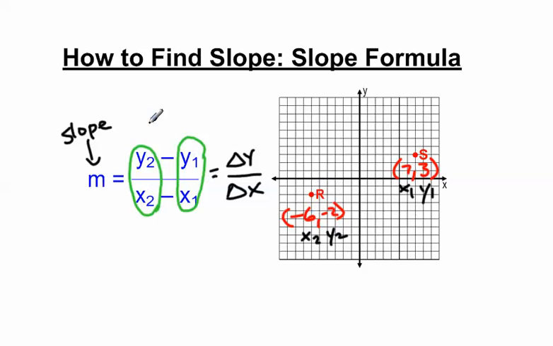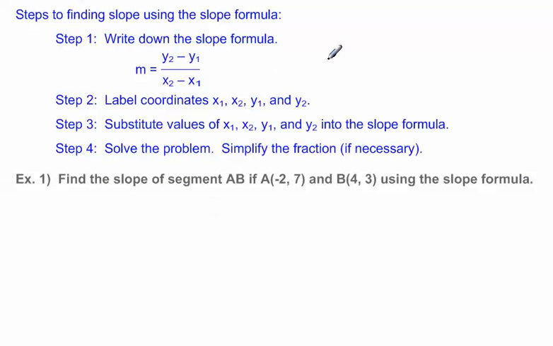So in this case here, r was the x2 and y2, and s is the x1 and y1. But again, we could have swapped these around. It's not going to matter. You're going to get the same answer no matter what. But let's move on here. Let's solve a problem here. How do you do it?